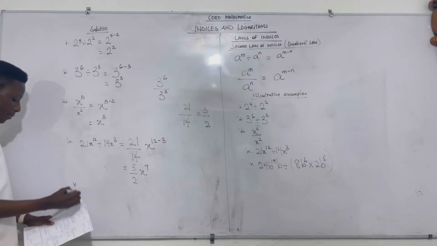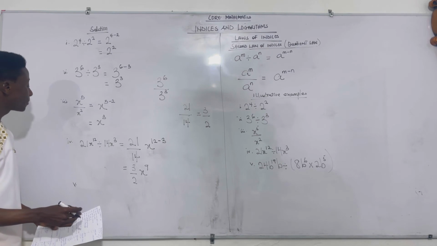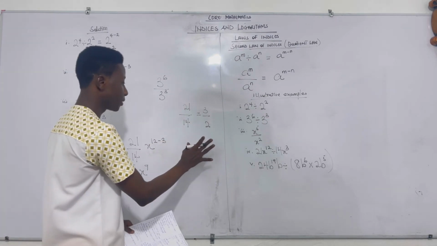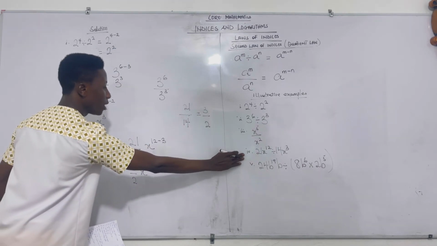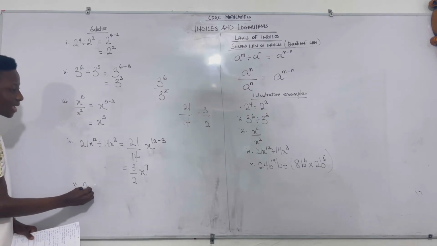Let's check the next one. What is the next question? Alright. Oh, we're picking it from here. That's smart. Alright. So we're through with this one. Let's take a look at this. It looks a bit complex.